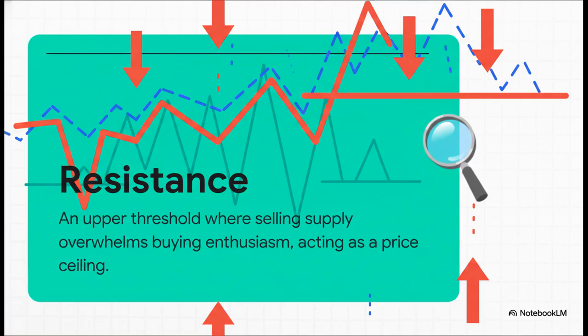And you guessed it, on the flip side, we've got resistance. This is that price ceiling where the sellers take back control. At this level, there's just so much supply of the asset that it completely overwhelms any buying enthusiasm, making it incredibly tough for the price to go any higher. And that often leads to a pretty sharp rejection downwards.